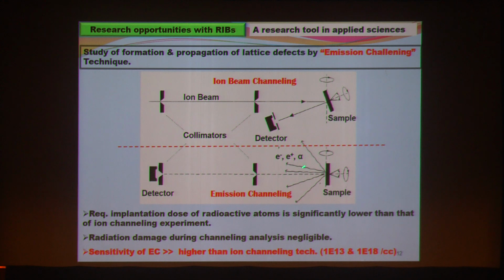Now the efficiency of these nuclear techniques is very, very high. So it gives you two advantages. First, the required implantation dose of the RIBs is significantly lower, so radiation damage during channeling analysis is very negligible. You should not destroy the sample you are trying to study. And sensitivity is almost 5 orders of magnitude higher.